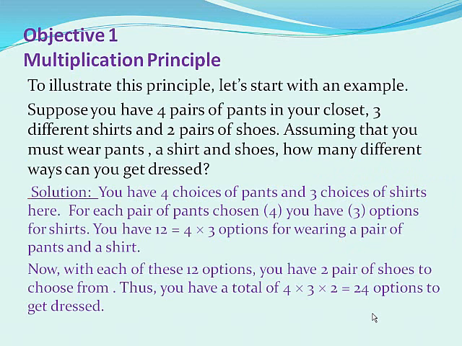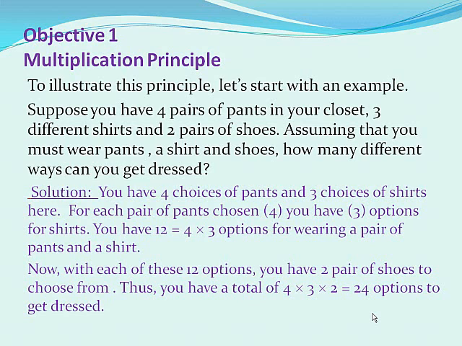Multiplication principle. To illustrate this principle, let's start with an example. Suppose you have 4 pairs of pants in your closet, 3 different shirts and 2 pairs of shoes. Assuming that you must wear pants, a shirt and shoes, how many different ways can you get dressed?